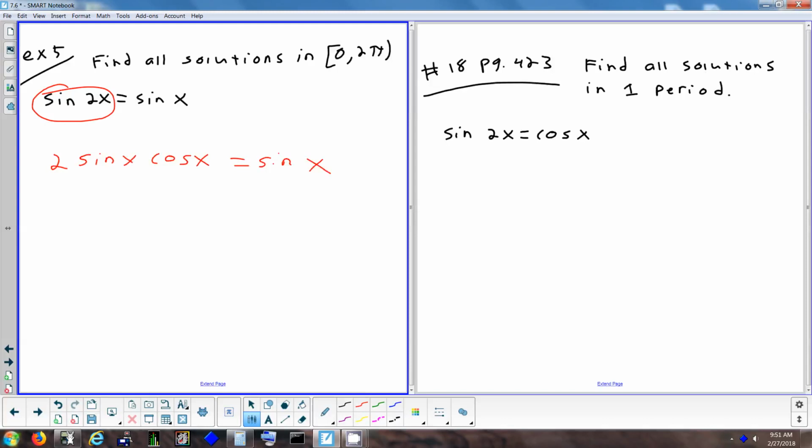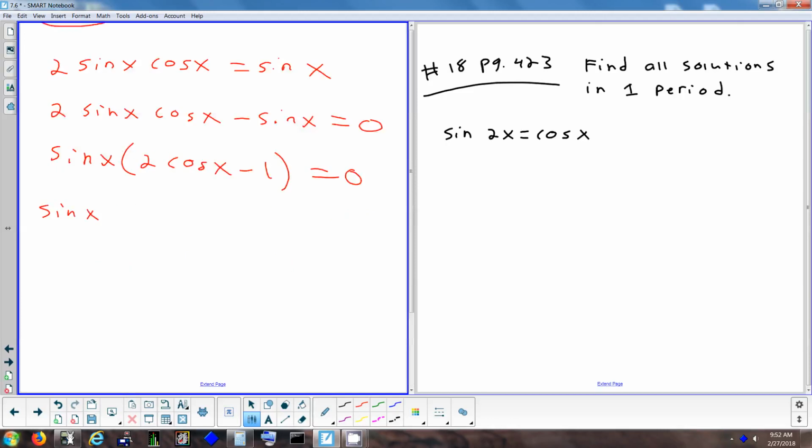Okay. Now I'm going to get it equal to 0, just like we always do. So 2 sine cosine minus sine equals 0. And now what could I do on the left-hand side there? Yep. Factor out a sine. Yeah, let's factor out a sine. And we're left with 2 cosine x minus 1 in parentheses. And now we're at the last step. Set each factor equal to 0 and solve.